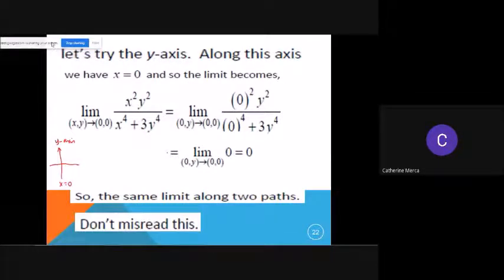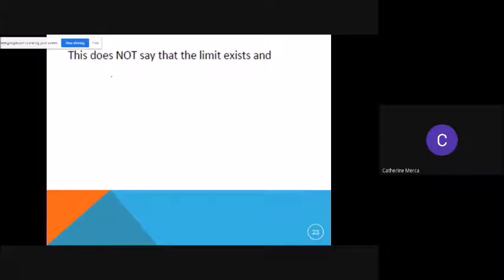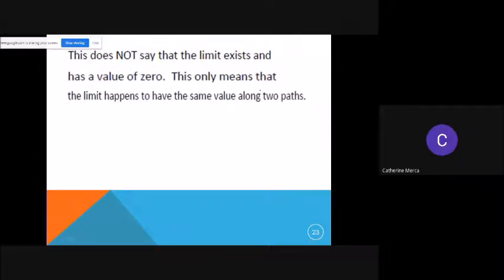You have to consider that we are only looking at two paths. So don't misread this. Remember, there are many paths. This does not say that the limit exists. We only checked two, and the value is 0. This only means that the limit happens to have the same value along two paths.